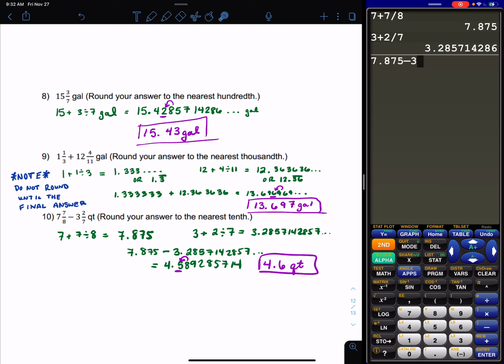So 7.875 minus 3.285714286 gives me about 4.5892855714. I'm going to round to the nearest tenth, which I know is one digit after my decimal point. The 8 tells me to bump that 5 up, which gives me 4.6 quarts.